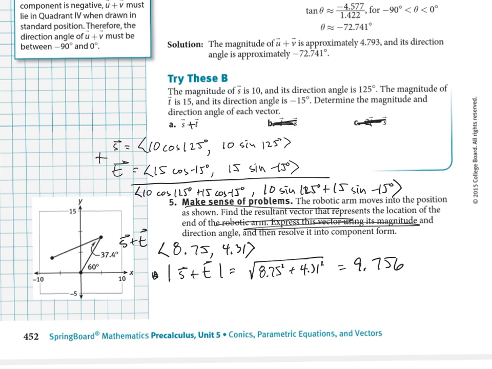Now, for the direction, we've got to think about what quadrant this is in. So if we think about drawing this component form, it's right and up. So we're in the first quadrant. So we're going to get the answer right from the calculator. So for the direction, the tangent of our angle is equal to B over A. If you remember that, it's so much easier to just look right at the components. Again, this would go into the calculator, and whatever you get out of the calculator is exactly what we want. We don't have to move it at all. It's 26.211 degrees. So check that and make sure you're getting that from your calculator.